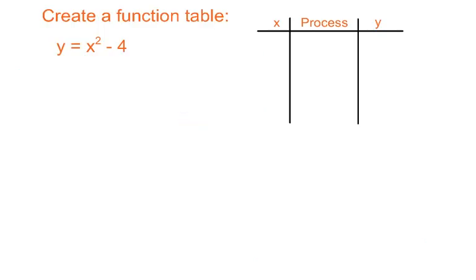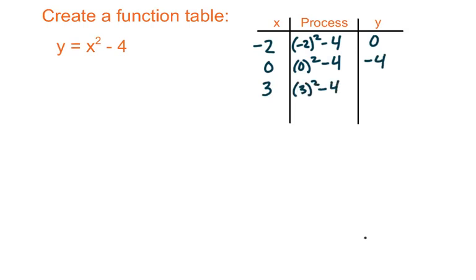Same idea, it's just I got rid of our little machine. If we have y equals x squared minus 4, I can pick some x values to substitute in. So I might do like -2, 0, 3, something like that. Well, for -2, we would do -2 squared minus 4. -2 squared is 4, minus 4 is 0. 0 squared minus 4. 0 squared is 0. 0 minus 4 is -4. 3 squared minus 4. 3 squared is 9. 9 minus 4 is 5.